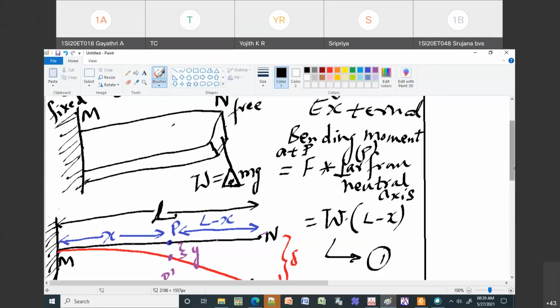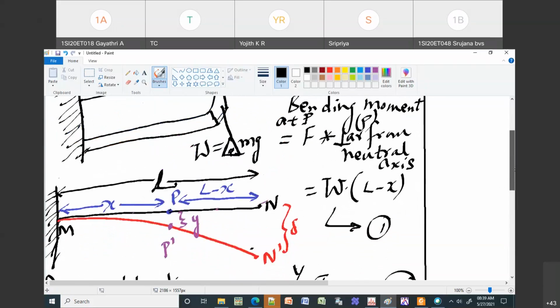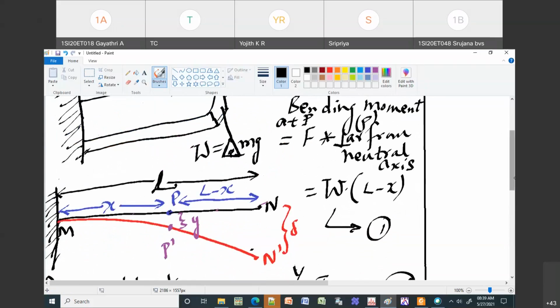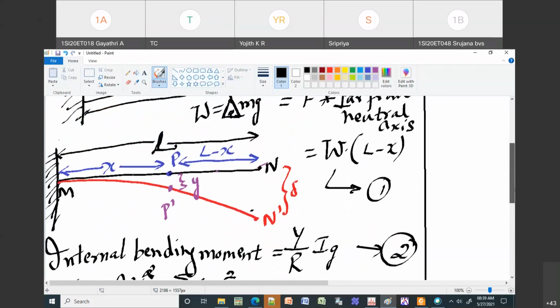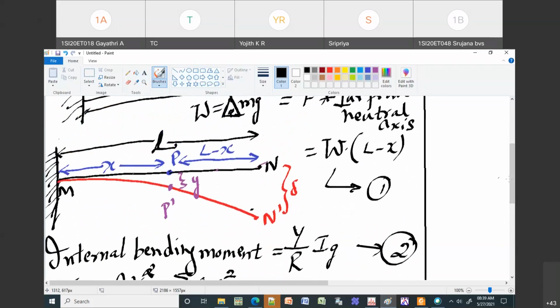So that at equilibrium you will have the internal bending moment equal to the external bending moment. So you just equate these two equations, 1 and 2. Equation 1 is nothing but W into (L minus X). I will write that on the left-hand side.